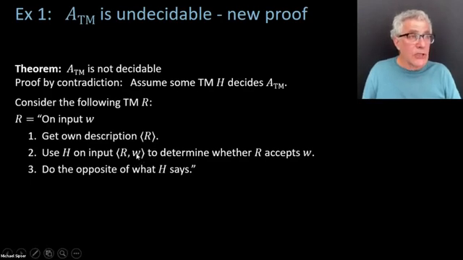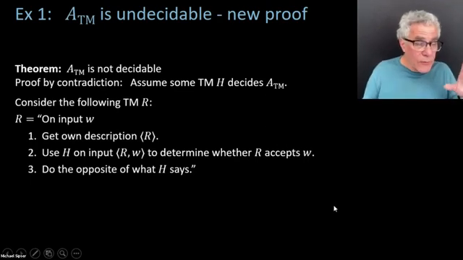If H says R doesn't accept W, it rejects it by looping or halting, doesn't matter. H just says it rejects, then R is just going to accept. So whatever H says, R is going to show that H is wrong. So that's a contradiction. It says that H cannot be deciding ATM.